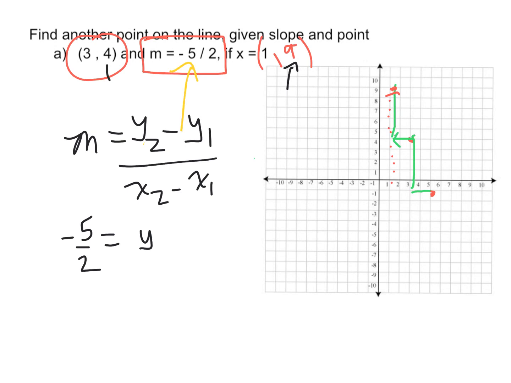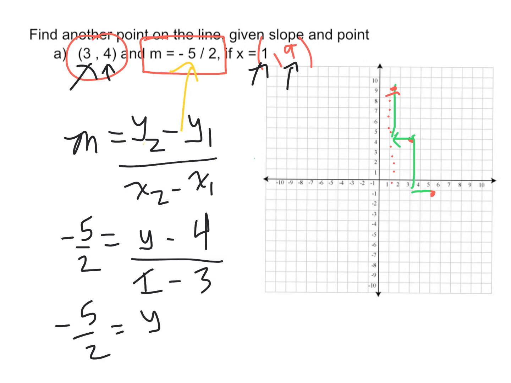And y1, well, that's 4, so minus 4 over x2, which is 1, and x1 minus 3. Okay, good. So I can clean this up a little bit to make it into negative 5 over 2 equals y minus 4 over, and 1 minus 3 gets me to negative 2.